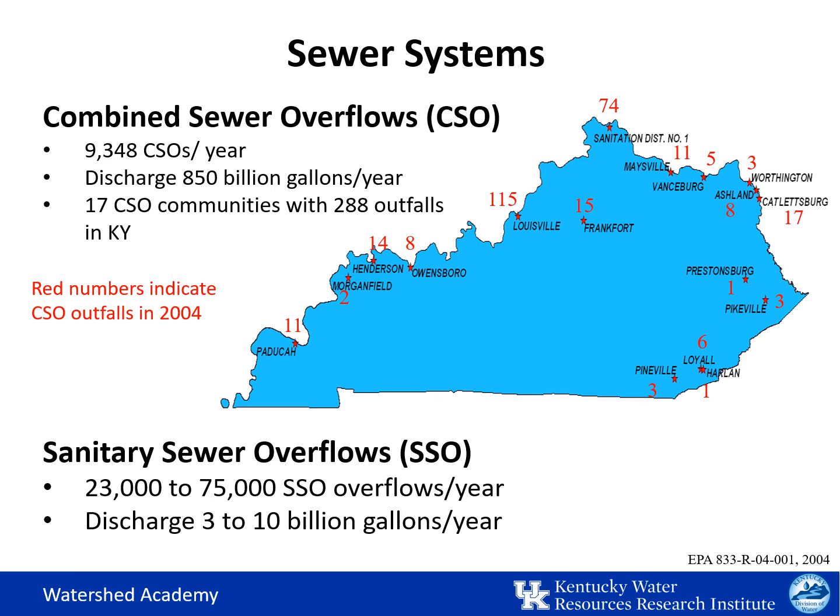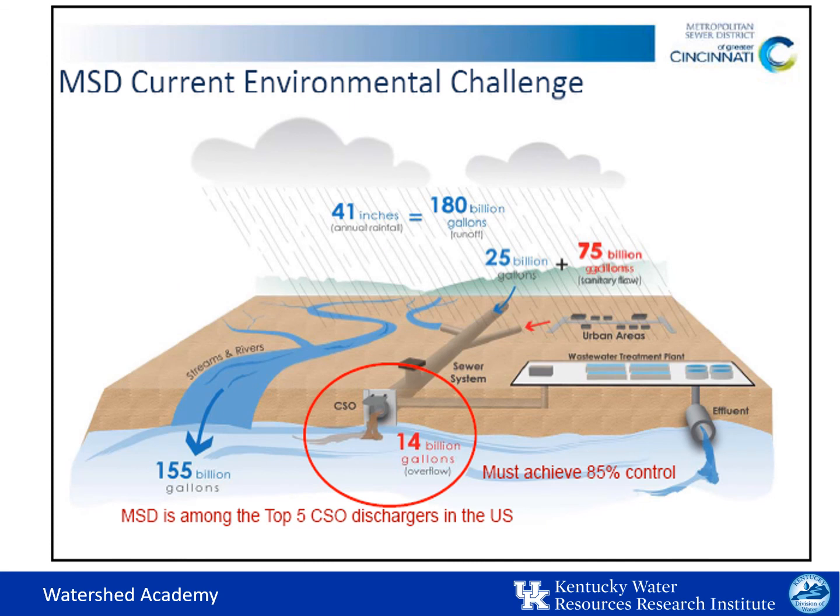It's important to understand the type of sanitary system that is located in the watershed area in which you are working. This information will be helpful with developing appropriate management recommendations for water quality improvements. Here you can see some of the challenges in CSO communities.